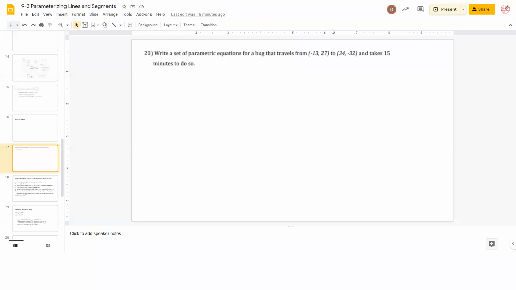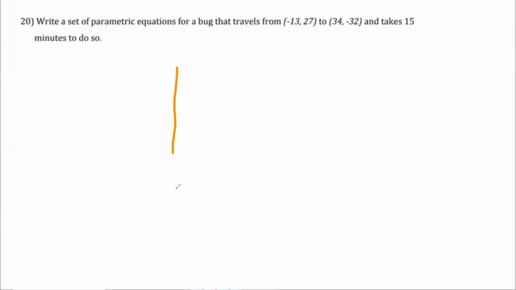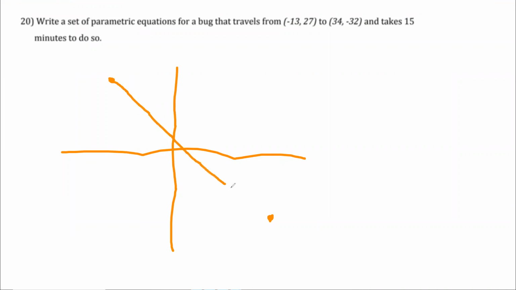All right. So we've got a bug traveling between those two points, and we can visualize that. Here's an x-axis, here's a y-axis. It's going from this point at (-13, 27) to this point at (34, -32). So it's going in this direction, and it's going to be a line segment. We have to make sure it has this orientation going from left to right. And we want this to start at time equals 0, and this to end at time equals 15 minutes.